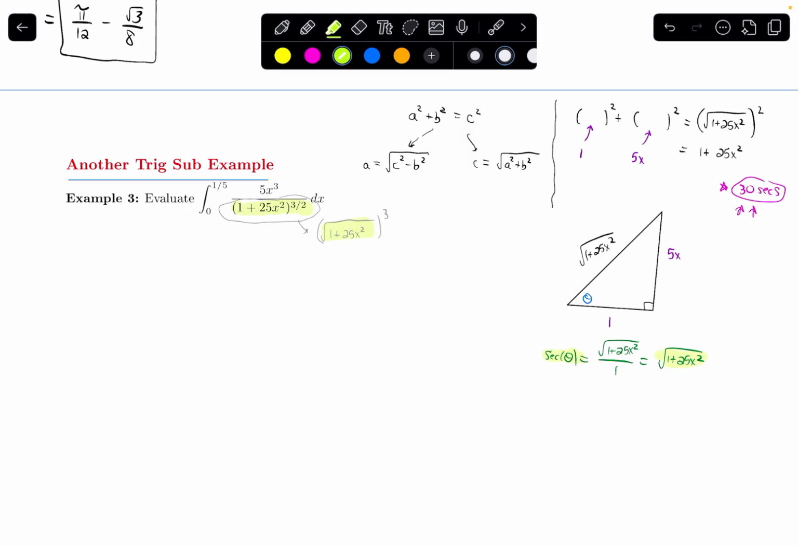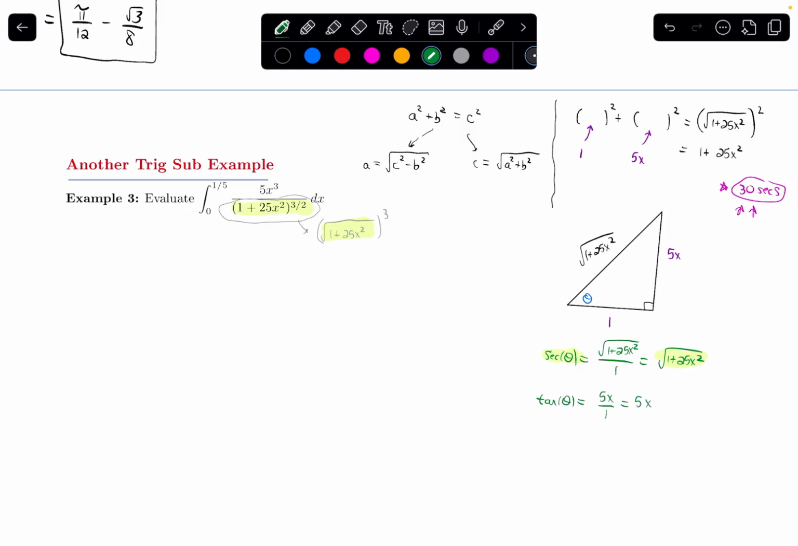On the numerator, though, I see this x cubed term. So I see x showing up as this opposite side. What trig function can I involve with this one? Well, again, I probably want to involve this in the constant side. So for that, maybe I can do tangent. Tangent of theta is opposite over adjacent, so 5x over 1, which is just 5x.